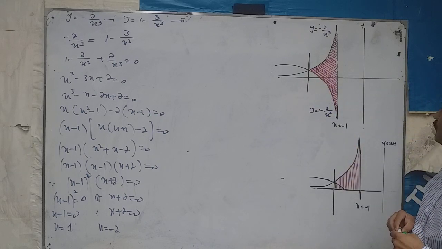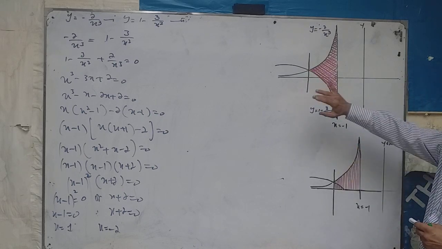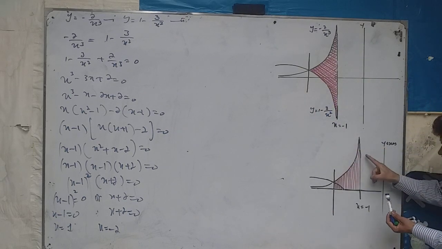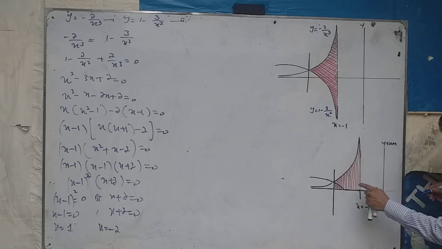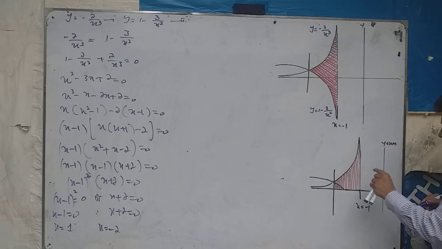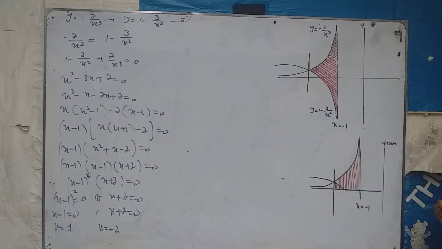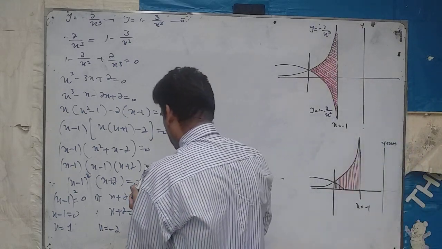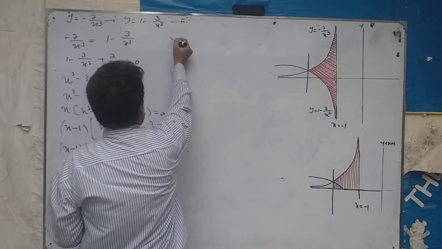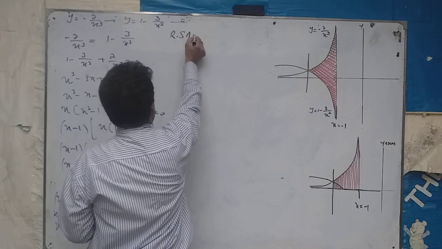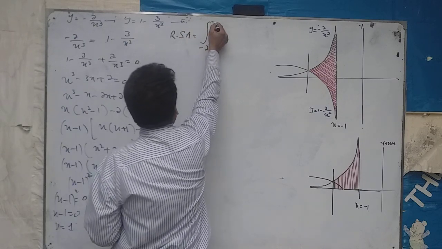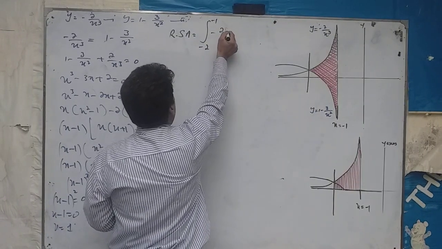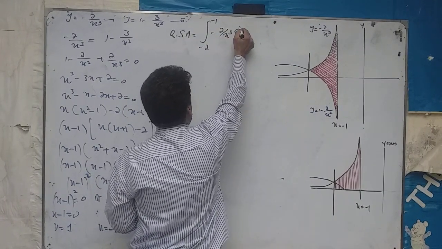We now find the area from x equals minus 2 to x equals minus 1, which will be the total area, this red shaded area. To find this red shaded area, we use the limits minus 2 to minus 1. The red shaded area will be the integral from minus 2 to minus 1 of the curve minus 2 by x cubed dx.